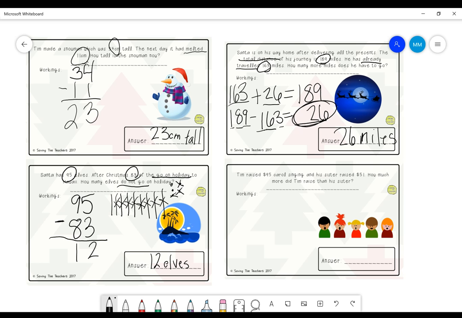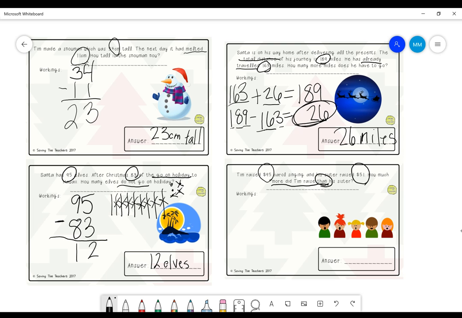All right, and our last one with some carolers. It says Tim raised $95 carol singing and his sister raised $51. How much more did Tim raise than his sister? Ooh, that word than tells me I'm doing what, Smarties? I'm going to compare. So Tim raised $95 singing and his sister raised $51. How much more did Tim raise than his sister? So here is what I'm going to do.